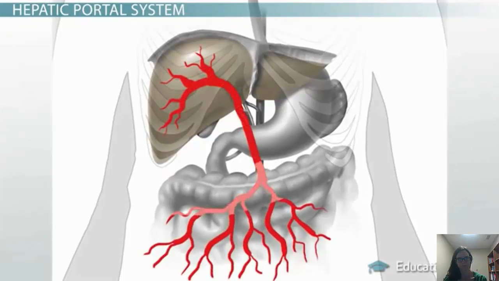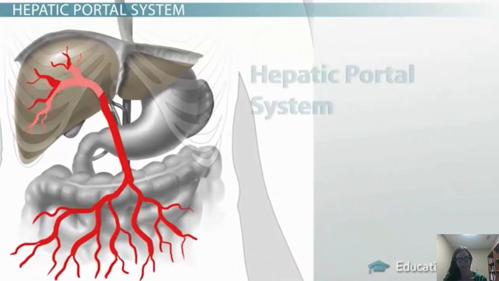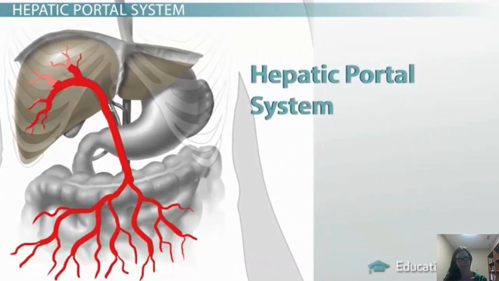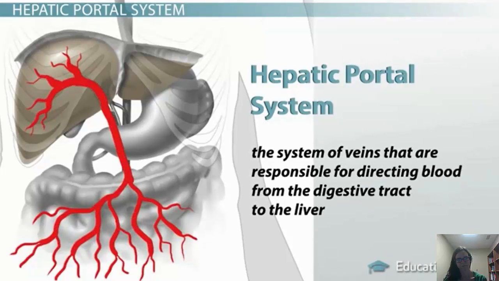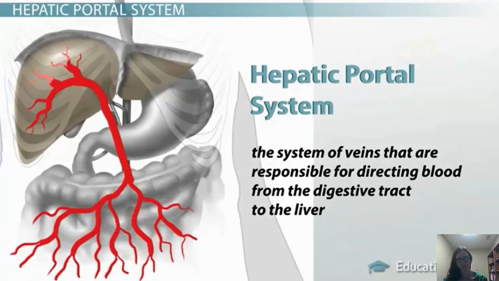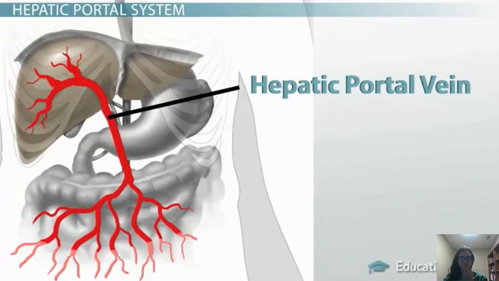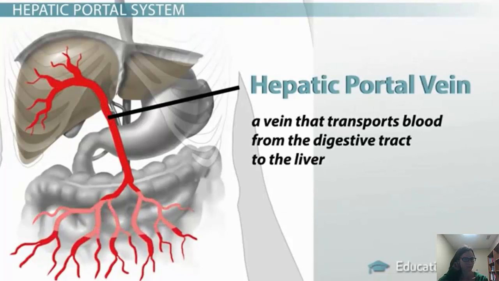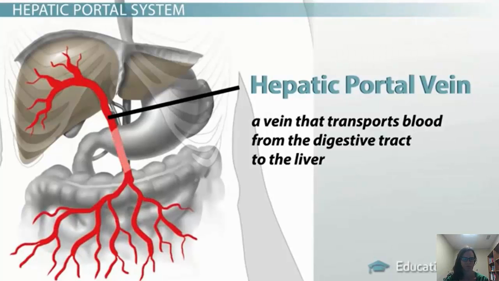So we see that capillaries in the wall of the digestive tract pick up the amino acids. These amino acids, along with other digested nutrients, then move to the liver through a unique system of veins called the hepatic portal system. This is the system of veins that are responsible for directing blood from the digestive tract to the liver. And we see that the word hepatic means liver, and the word portal means gateway. So you can think of the hepatic portal system as the gateway to the liver. This nutrient-rich blood that drains out of your digestive tract travels to the liver via the hepatic portal vein.